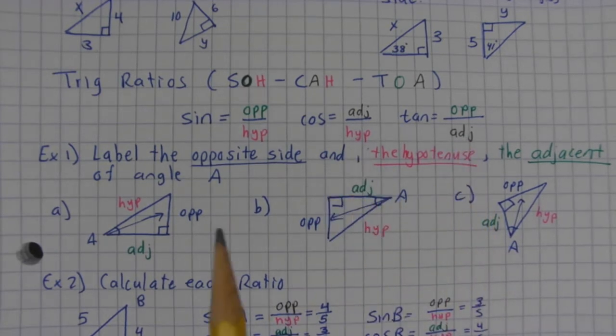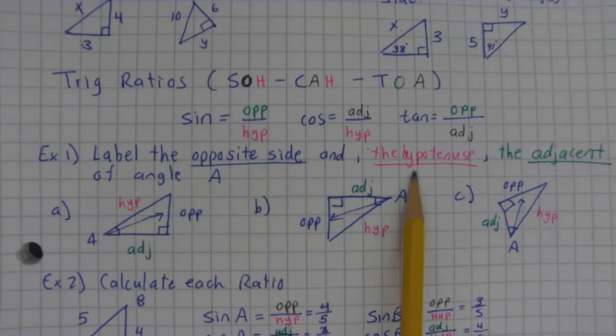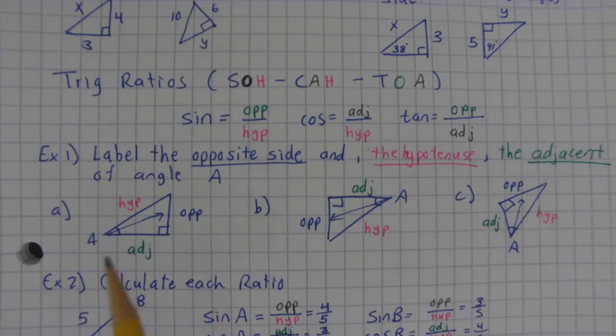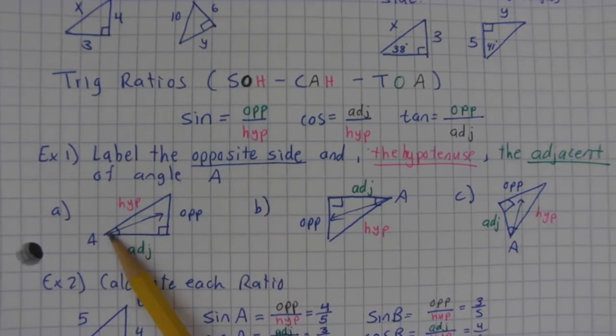So let's practice figuring out how to label the triangle. We're going to label the opposite side, the hypotenuse, and the adjacent of angle A, and we're going to do that in different colors. For the first example, here's angle A. The opposite side, that's the one I like to start with. The opposite side is always opposite of the angle.